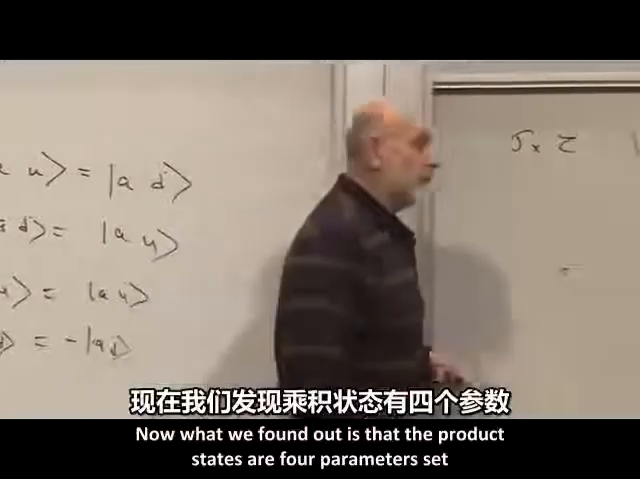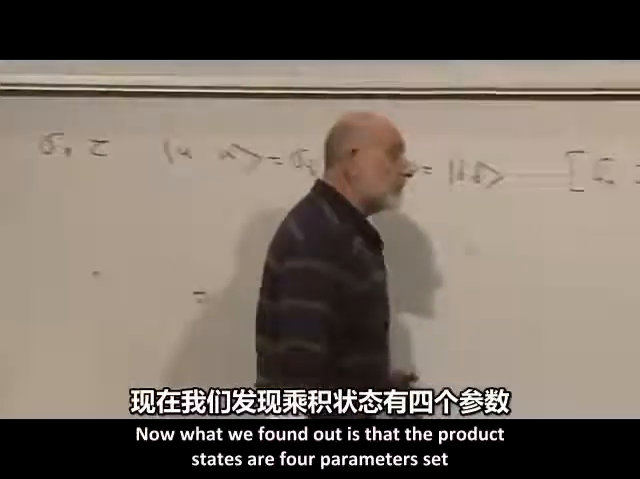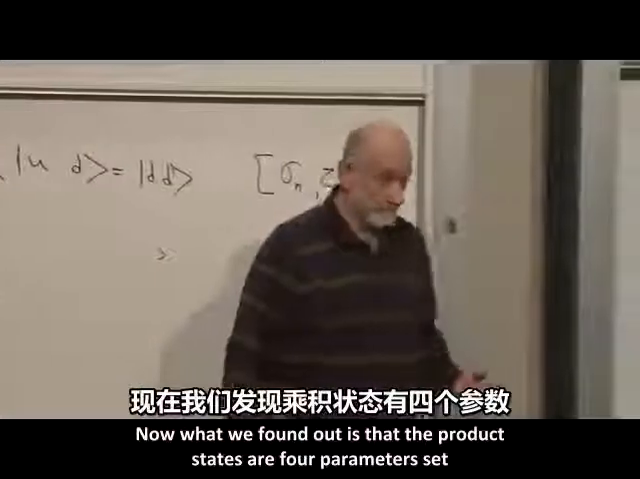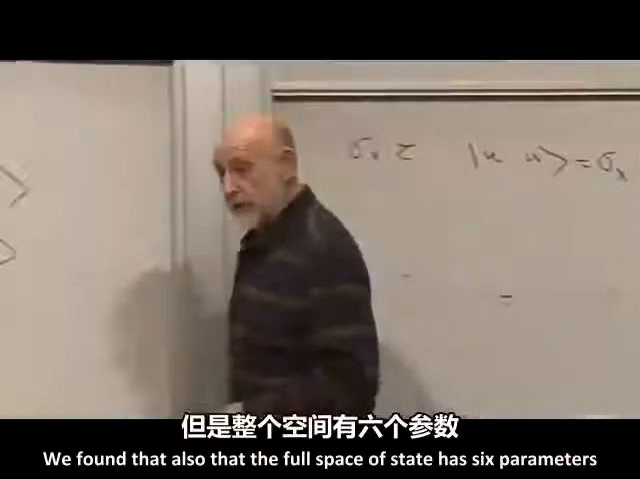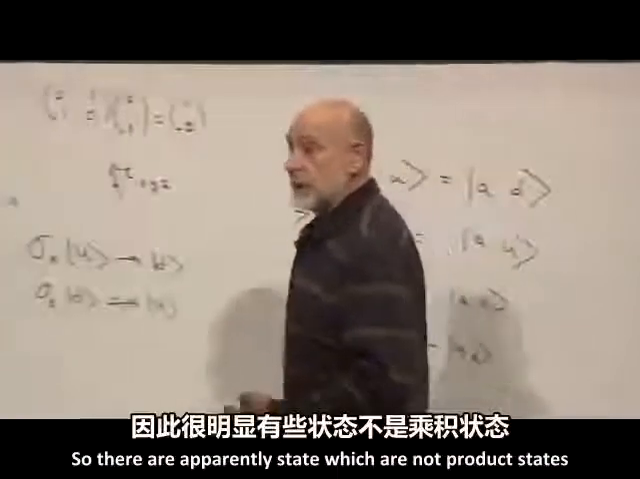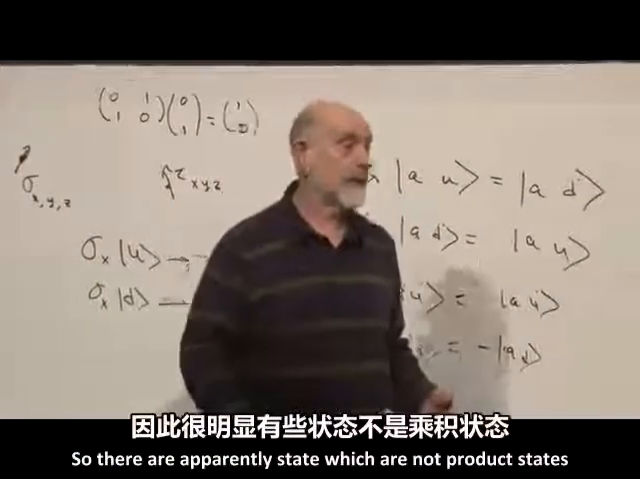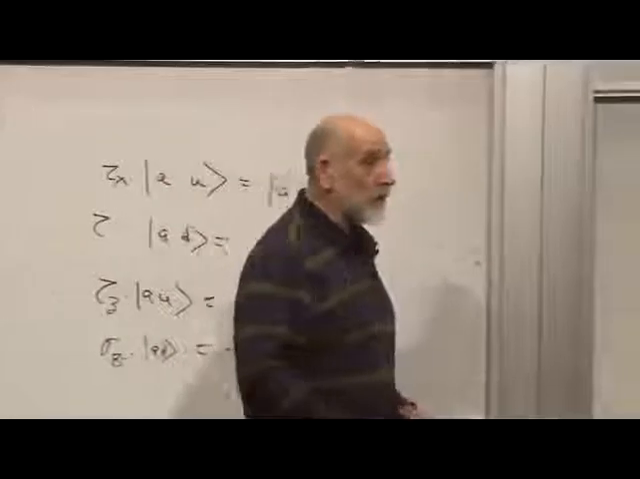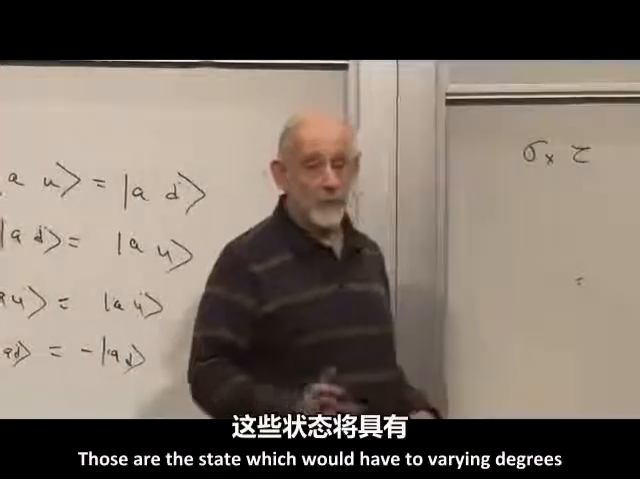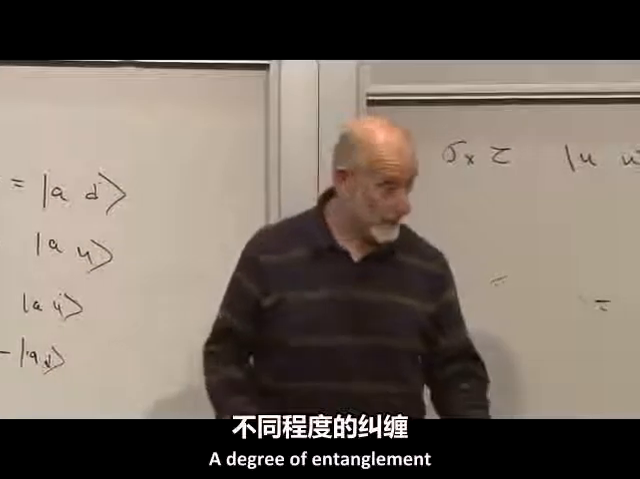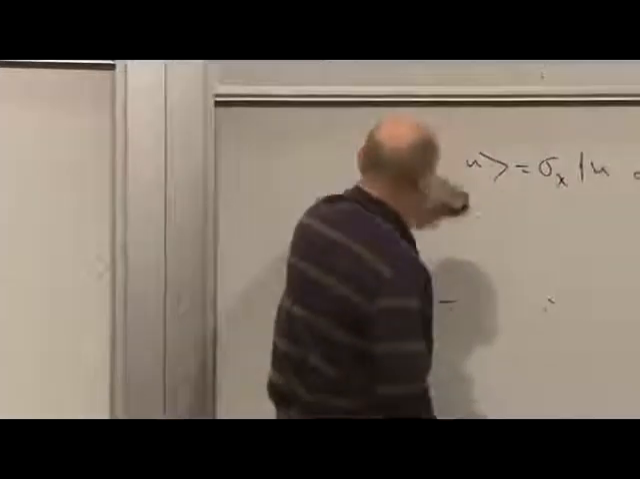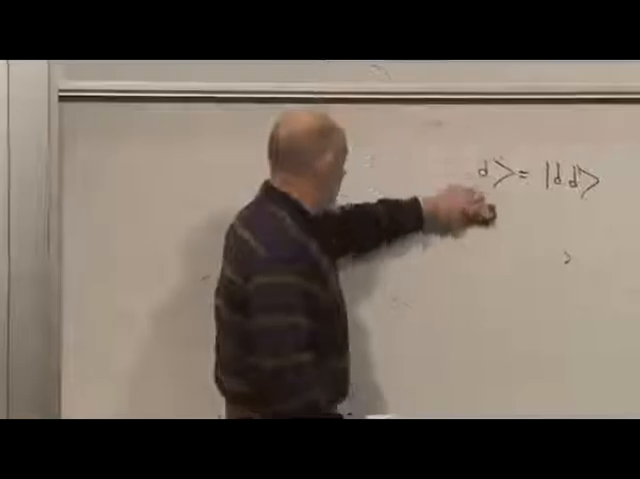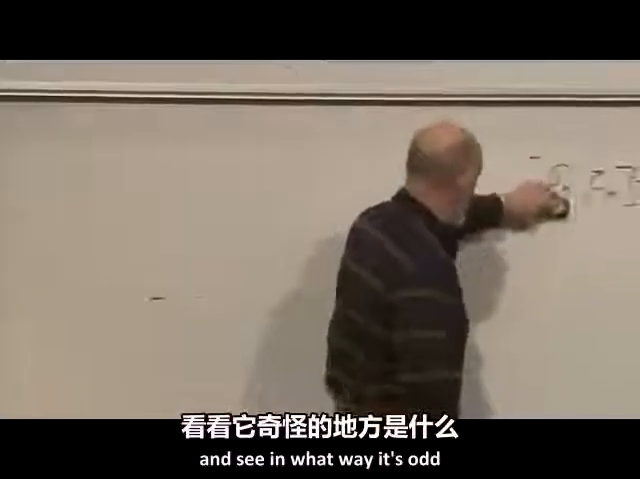Now, what we found out is that the product states are a 4-parameter set. We found out also that the full space of states has 6 parameters. So there are apparently states which are not product states. Those are the states which have, to varying degrees, a degree of entanglement. I'm going to write down now the most entangled state, and we're going to examine it a little bit and see in what way it's odd.